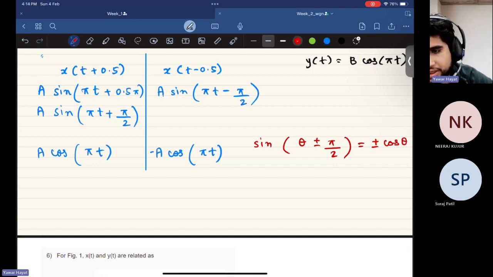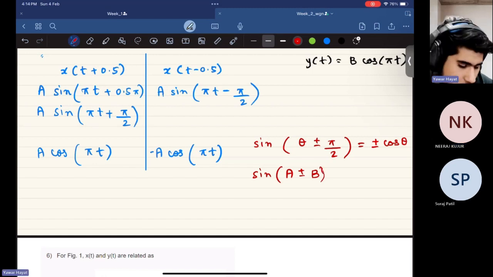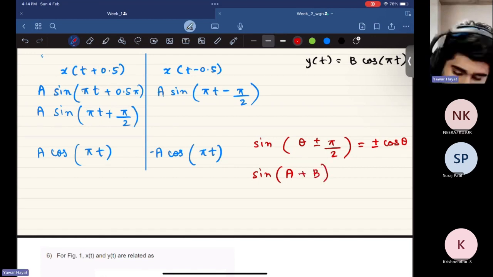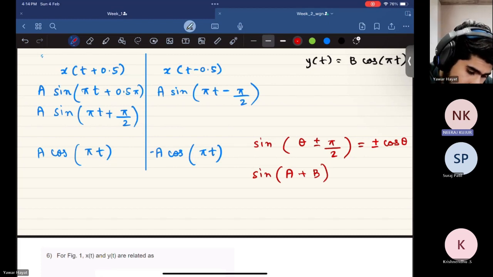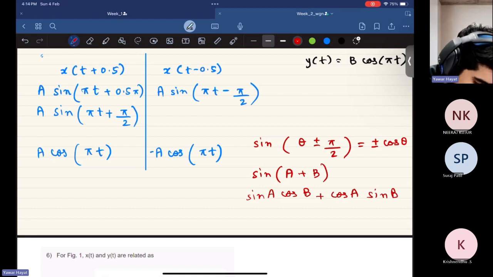If doing it graphically is taking time, does anyone among you remember this formula? Yes, sir, sine of A plus B. Let's do it for the positive case; the negative you can do yourself. What is sine of A plus B? Sine A cos B plus cos A sine B. Right. Can I use that here?